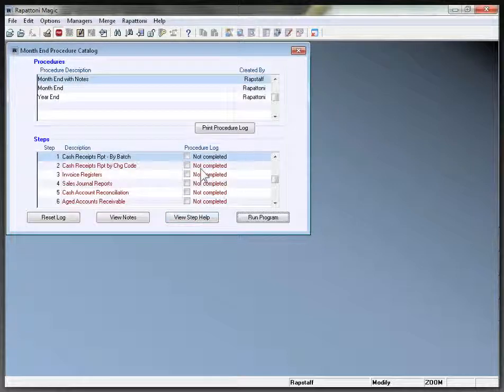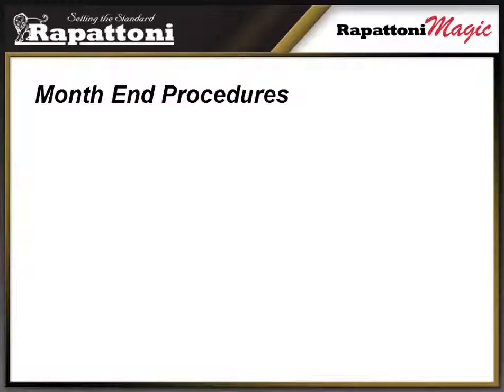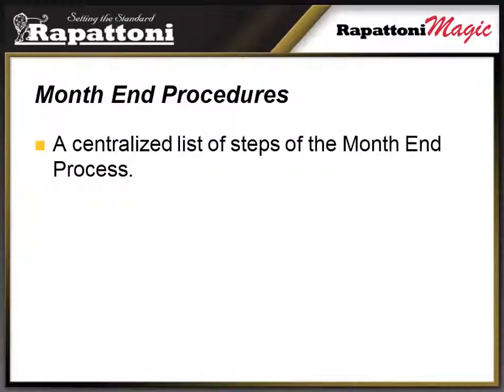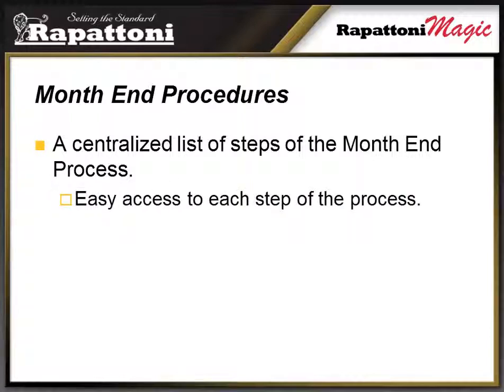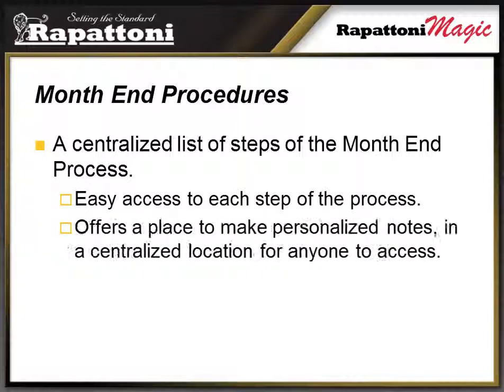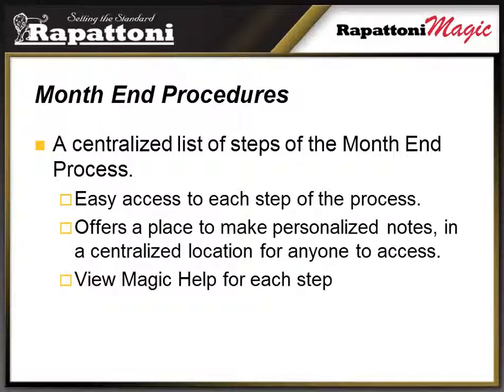So let's go ahead and review the month-end procedure catalog. It's a centralized list of steps of the month-end process. Easy access to each step of the process. Again, you don't have to search for each program within Magic. You just hit Run Program, it takes you right there. It offers a place to make personalized notes in a centralized location for anyone to access. Like I said, if you, for some reason, are on vacation or you've moved on, then someone can step right in and take over and hopefully have a nice seamless transition. Also, you have an opportunity to use the Magic Help by hitting the button there that gives you some ideas of how to execute that step.